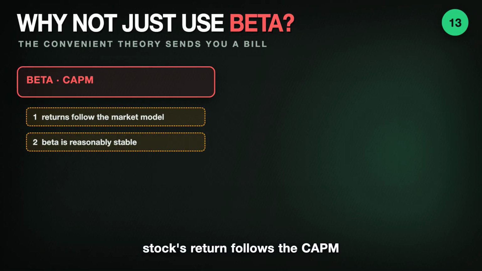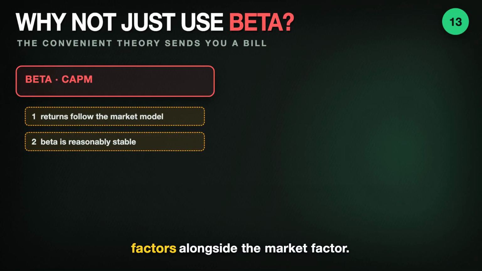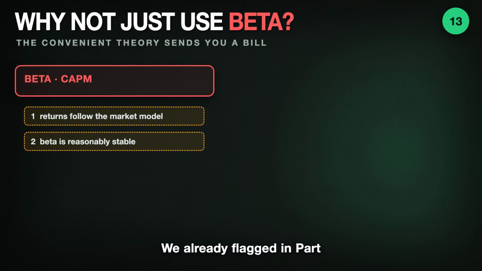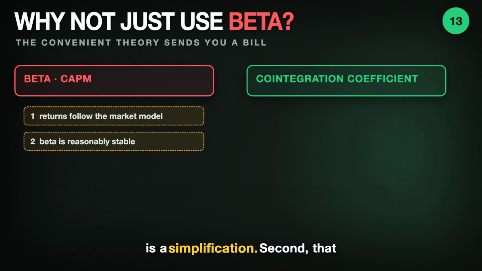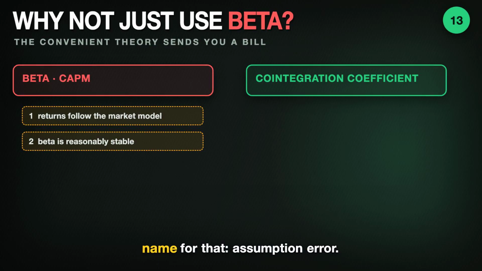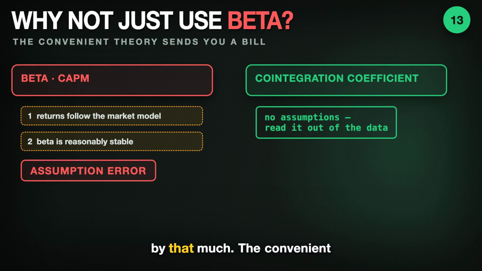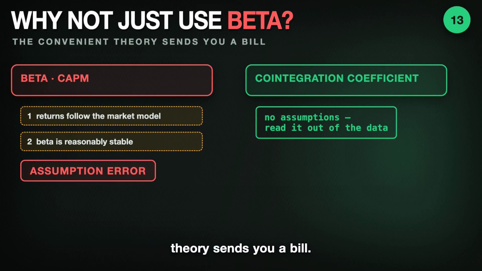First, that each stock's return follows the CAPM market model. In reality, there are industry factors and macro factors alongside the market factor. We already flagged in part 9 that a single factor model is a simplification. Second, that each stock's beta is reasonably stable. Betas move around over time, and there's a precise name for that, assumption error. However wrong the assumptions are, the hedge ratio is wrong by that much. The convenient theory sends you a bill.